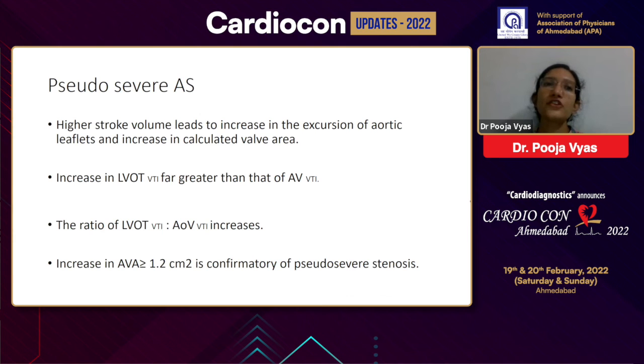But in case of pseudo-severe aortic stenosis, due to the dobutamine, there will be higher stroke volume. It will lead to the increase in the excursion of the aortic leaflets, and it will lead to the increase in the aortic valve area. So with the dobutamine infusion, there will be increase in the aortic valve area. There will be increase in the LVOT VTI, which is far greater than that of the aortic valve VTI. So the ratio of LVOT VTI to aortic valve VTI will increase. So if there is increase in the aortic valve area with the infusion of dobutamine to more than 1.2 centimeter square, it is confirmatory that this patient has pseudo-severe aortic stenosis.